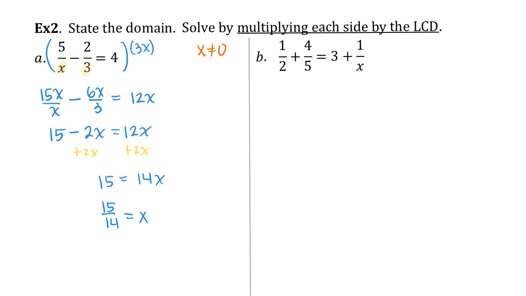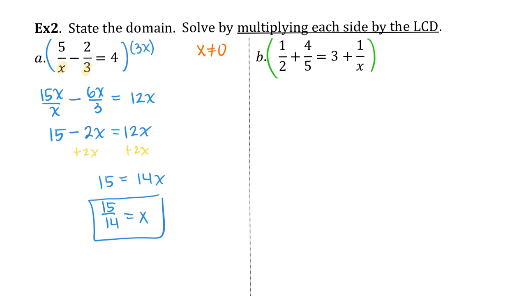Check your domain real quick. X can't be 0. That's fine. I got x is 15 over 14. Let's try the next one. We use the least common denominator when there's multiple fractions on either side. Cross multiplying only works when there is exactly one fraction on each side.